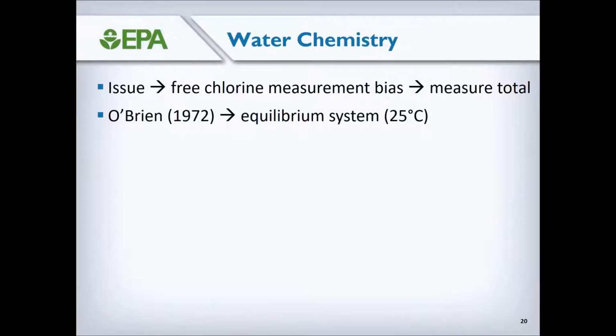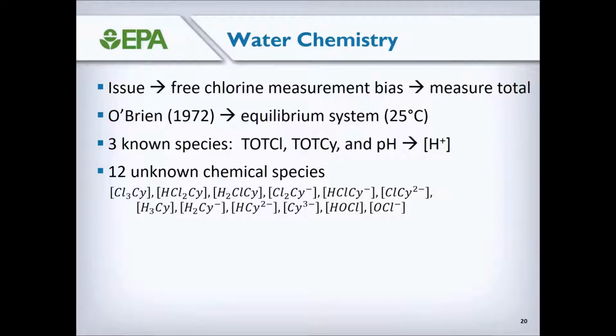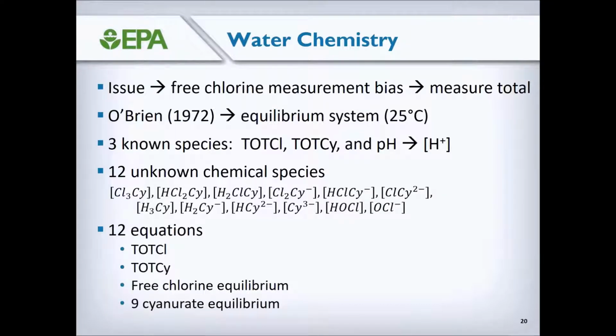As far as the water chemistry, the water chemistry model was basically developed in 1972 and for 25 degrees Celsius by O'Brien. And what this boils down to for these systems is you need to know three things to be able to simulate the water chemistry. You need to know how much total chlorine is in the water, you need to know how much total cyanurate is in the water, and you need to know the pH of the water. If you know these three pieces of information, then you're left with 12 unknown chemical species and 12 equations, and the details aren't that important. What's important is the number of unknowns equals the number of equations, so we can solve this water chemistry problem and determine the concentration of any of these species. And what we're concerned with is understanding the free chlorine in these systems.